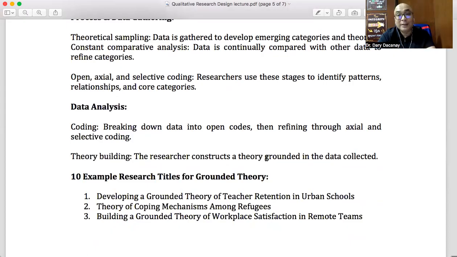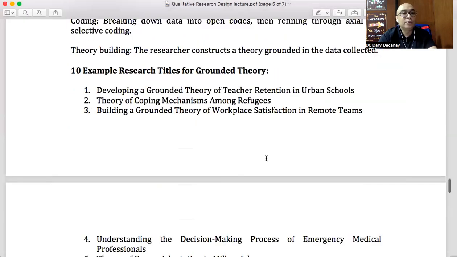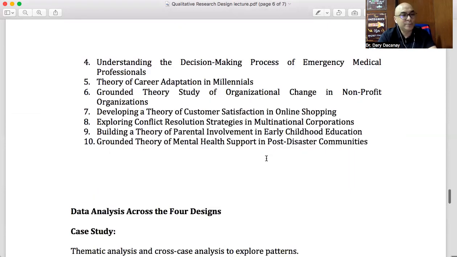Now, in terms of data analysis in the grounded theory, it will have to use coding, breaking down data into the open codes and then refining through axial and selective coding. So you have the theory building. The researcher constructs a theory grounded in the data collected. So here are some of the grounded theory research titles: Developing a Grounded Theory of Teacher Retention in Urban Schools, Theory of Coping Mechanisms Among Refugees, and many others.